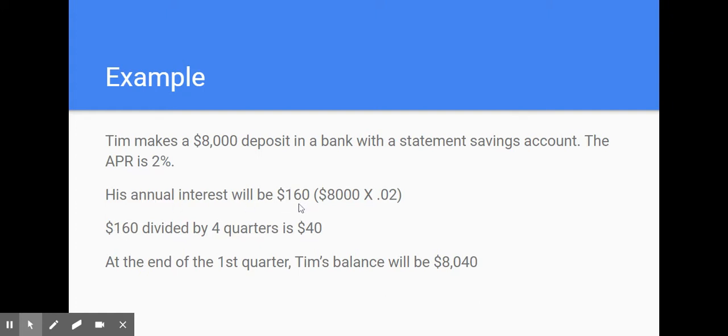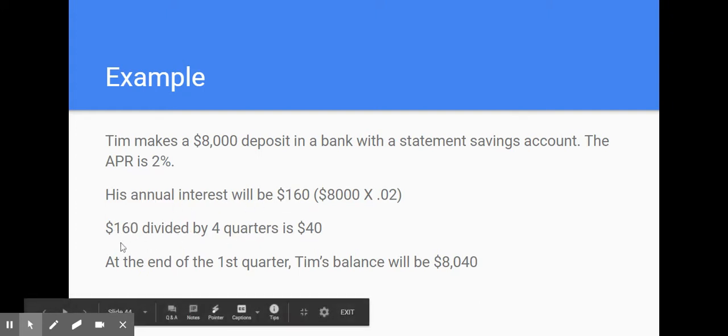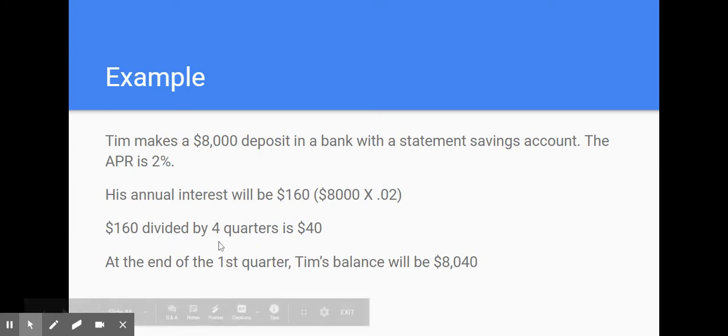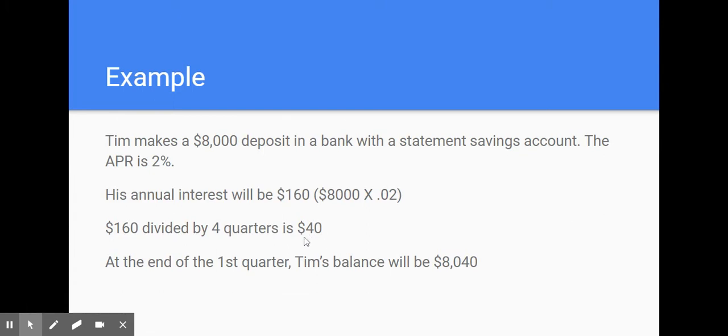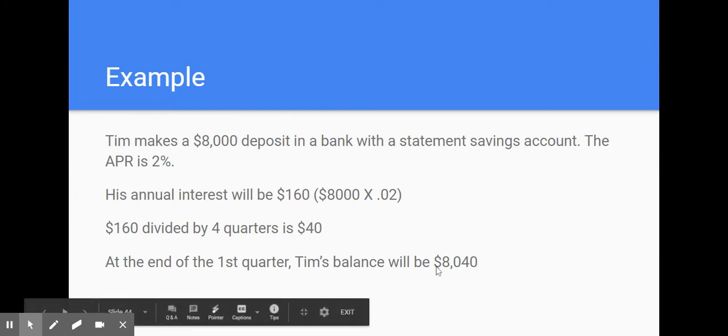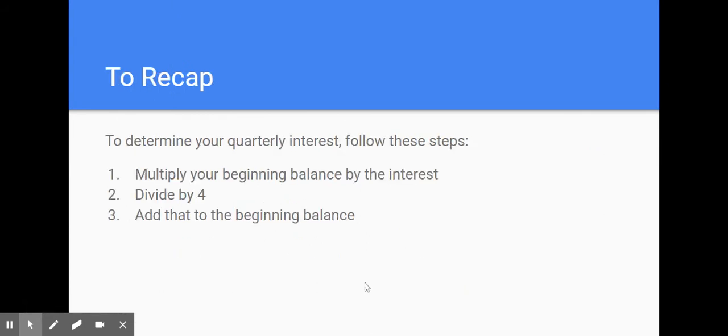So what you'd have to do is divide the interest by the 4 quarters. Okay, 4 quarters in a year. 12 divided by 3, you get 4 quarters. 160 divided by 4. So this person's going to get $8,040. That's going to be his ending balance at the end of the first quarter.